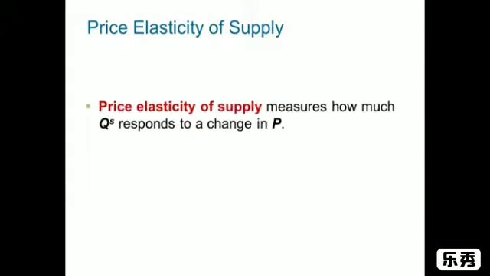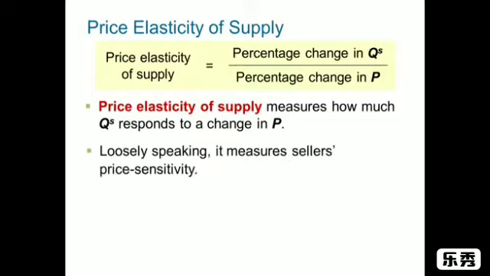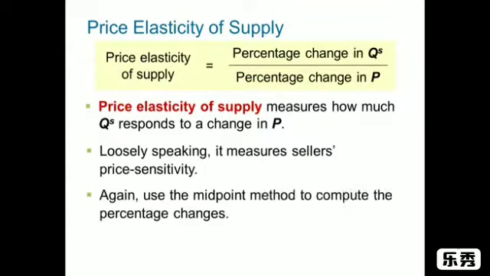So hello class. Today we're going to work on elasticity of supply. So price elasticity of supply, just like the price elasticity of demand. The formula is the same. It's percentage change in quantity supplied over percentage change in price. So instead of looking at how quantity demanded is changing to a change in price, we're now looking at how quantity supplied is changing to a change in price. So this measures how sensitive sellers are to price changes. So if prices are going up, how much more can sellers supply to the market?